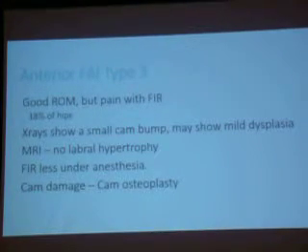FAI 3, I told you about 18%. They had good range of motion and still had pain. Usually, almost always, it's from a small cam bump or cam morphology. They may have mild dysplasia also. Then here's where you want to get an MRI to see if the labrum is hypertrophied. If it's hypertrophied, you don't want to do arthroscopy and make it unstable. But the labrum is nice.